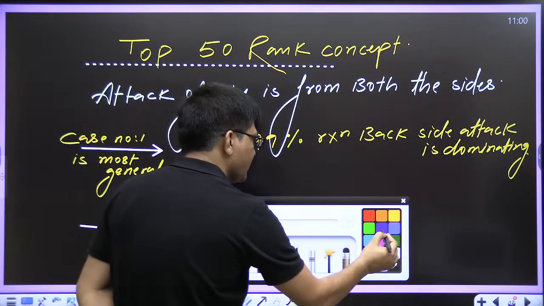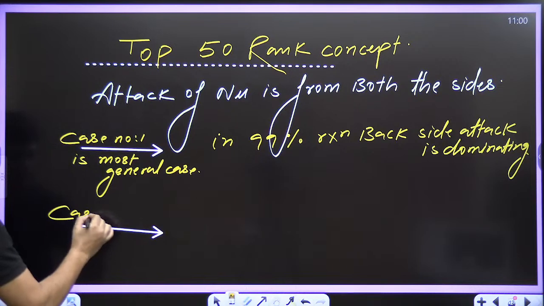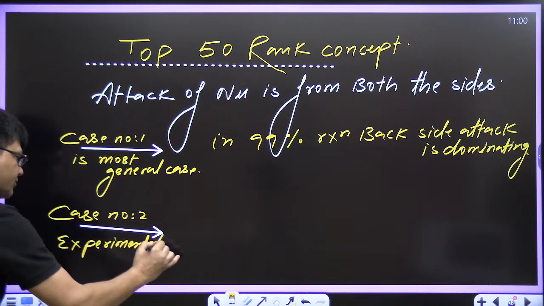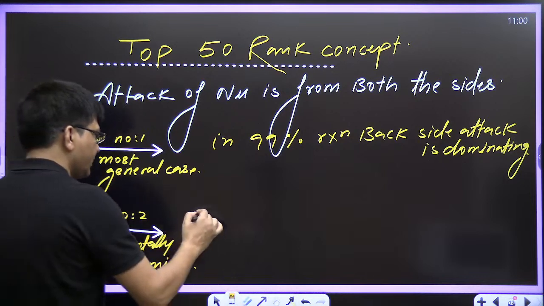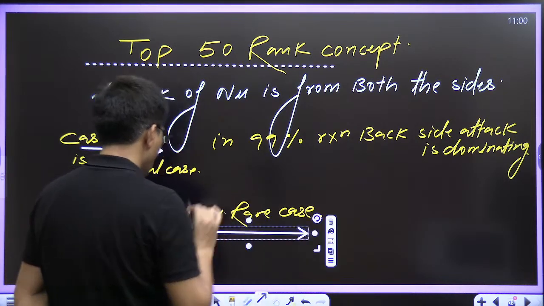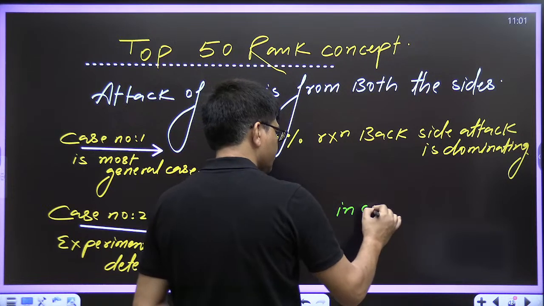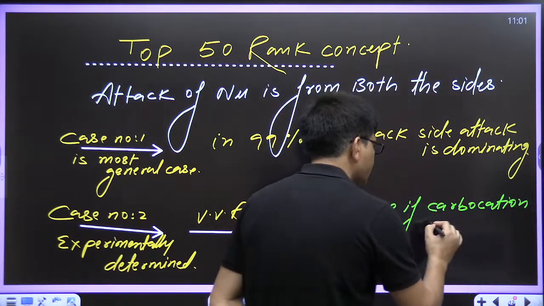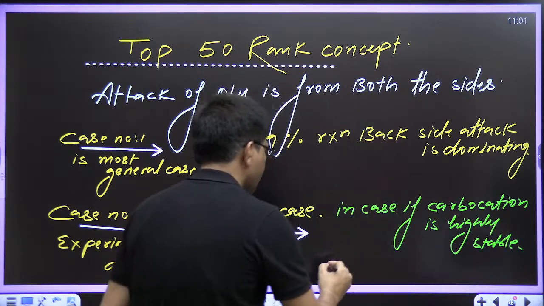But in case number 2, which is a very, very rare case, it is experimentally determined. I can't say that just by seeing the reaction we can find out. What is this case? This case indicates that if the carbocation is highly stable, then the attack can be 50-50.